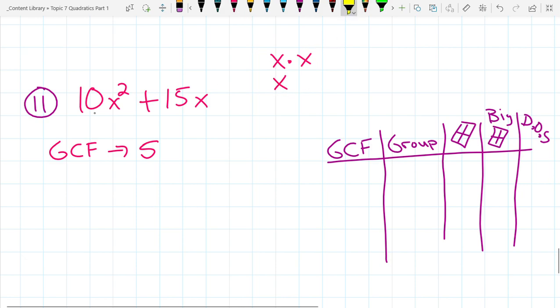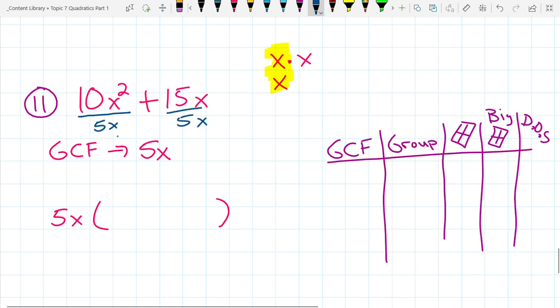So we look to see if they have any x's in common. And they do. They have one x in common. So that's what we pull out. So once you get your GCF, you need to get the insides of your parentheses. And the way we do that is you take your original expression and divide it by the GCF.